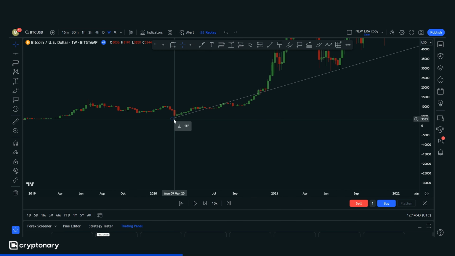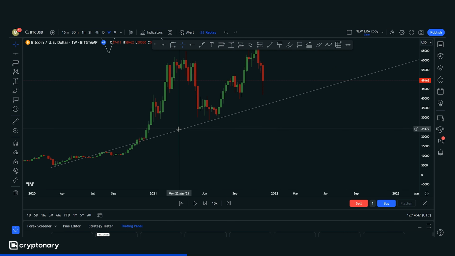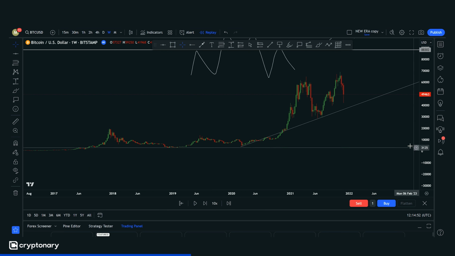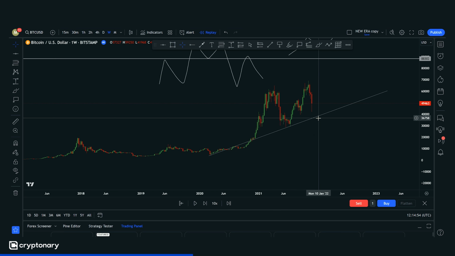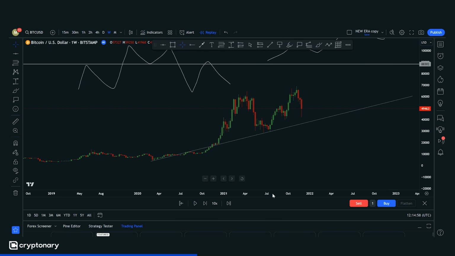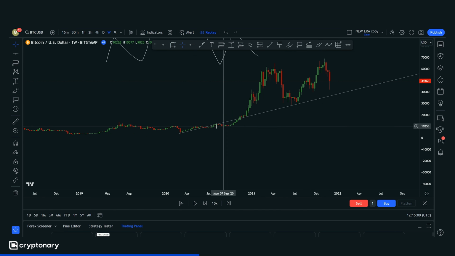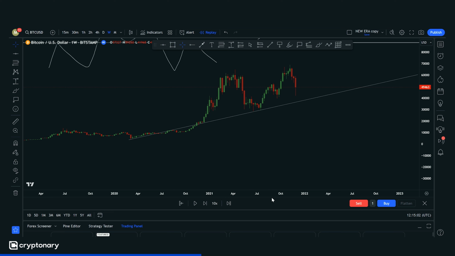Look at this one, for example. We start from this point, it's support, then it flips to resistance, then it flips back to support. This is now a bullish trend. Why? Well, because the price action is being held above, okay?